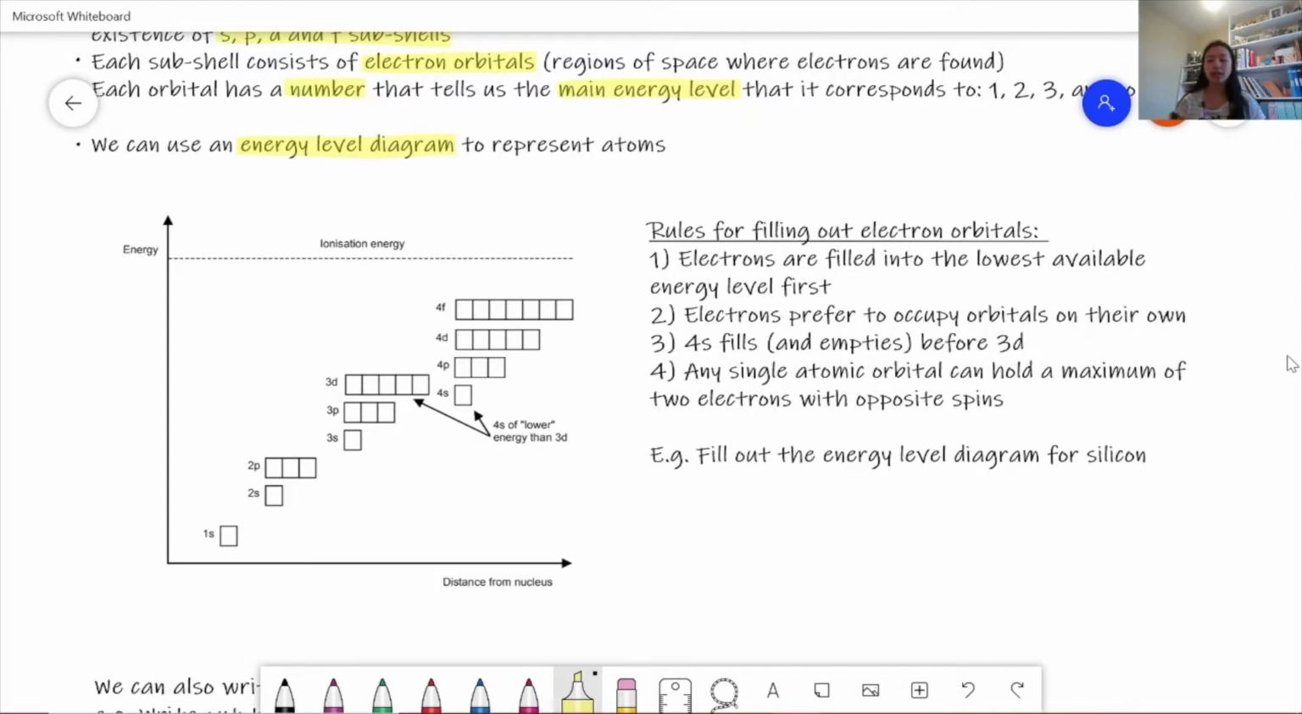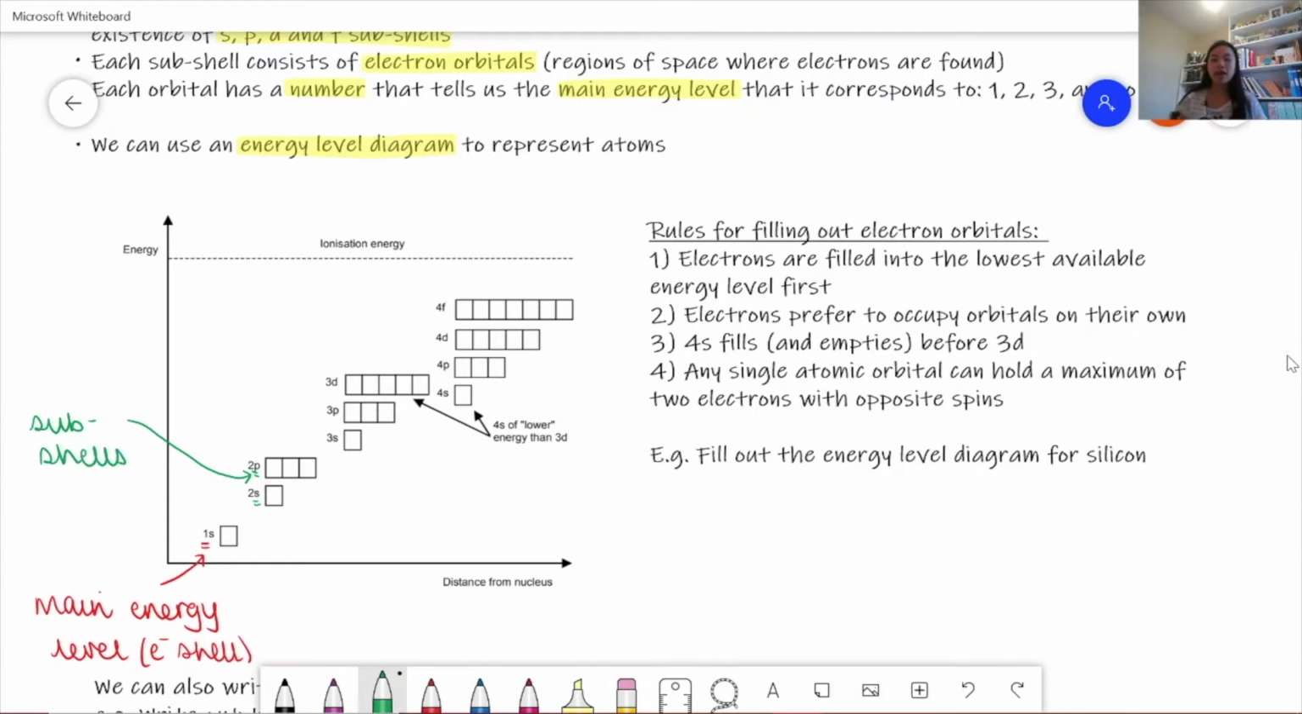So quickly summarizing that, what the number represents is the main energy level, which is basically the electron shell. Then we have the letters s, p, d, and f, and these are subshells. And if we look at an individual box like this one, what we call this box is an orbital.